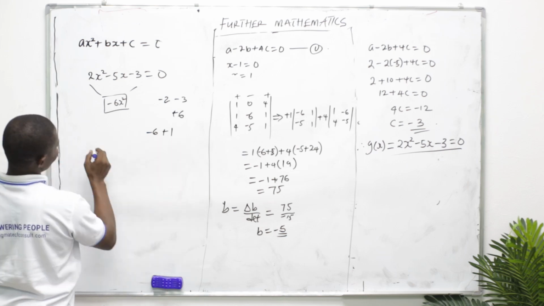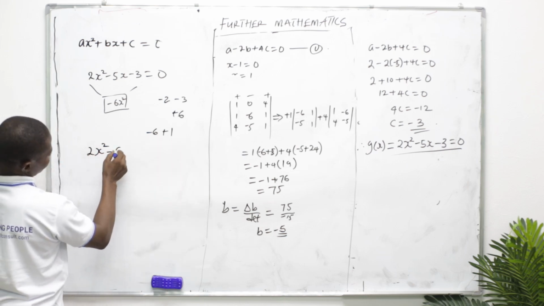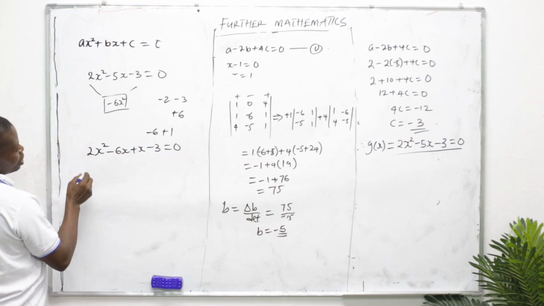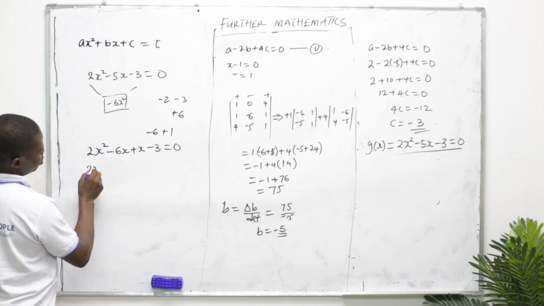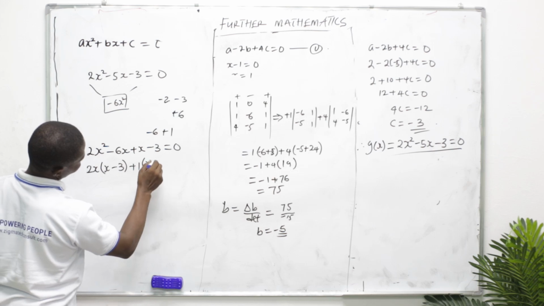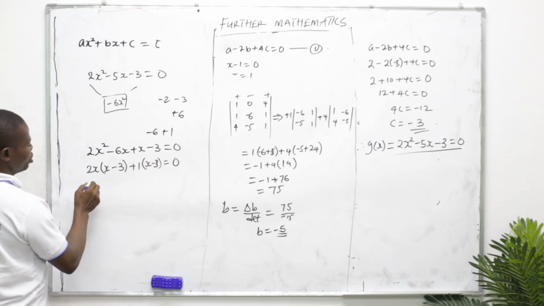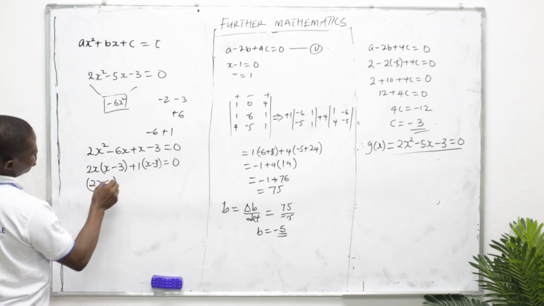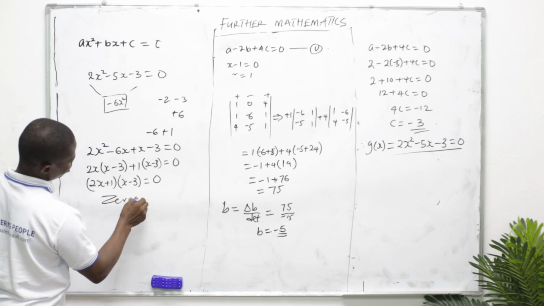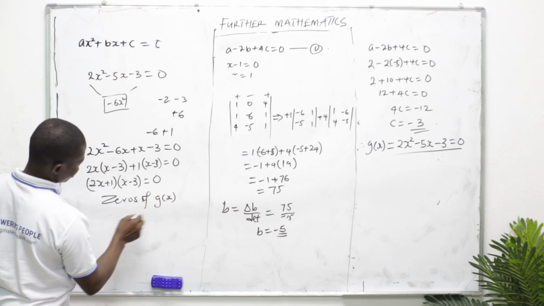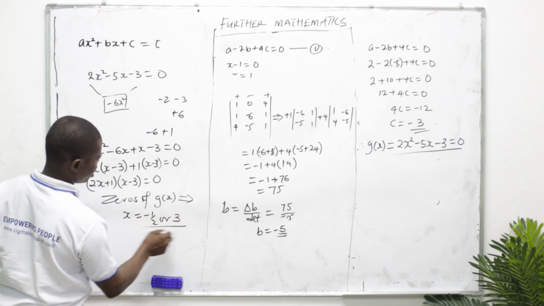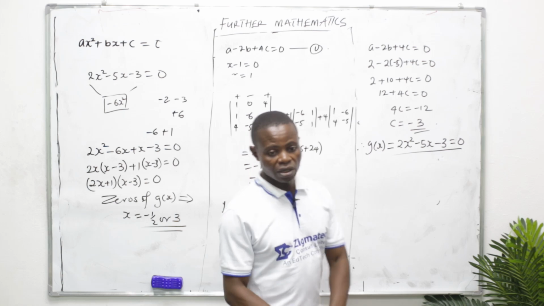So perfect. The two numbers are what? Minus 6x and x. So 2x squared minus 6x plus x minus 3 equals 0, okay? So if I factor out 2x, it will remain x minus 3 plus 1 into x minus 3, all equals 0. So 2x plus 1 and x minus 3 equals 0. So zeros of G of X implies what? X equals minus 1 over 2 or 3. Final solution for that question.